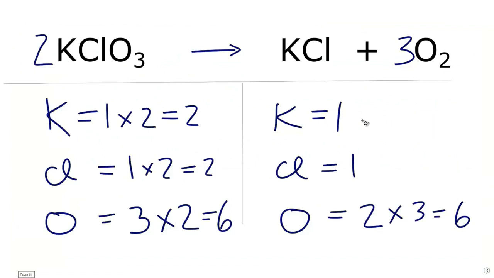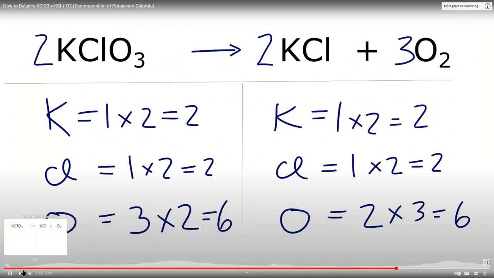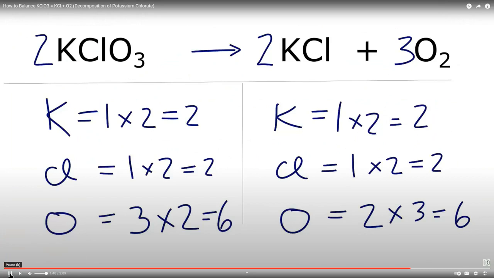Also need to deal with the chlorines and the potassiums. So I have 2 Ks and 2 Cls. If I multiply each one of these by 2, I should be okay. I'll put a 2 as my coefficient in front of the KCl. So 1 times 2 equals 2, and then 1 times 2 also equals 2. And now everything on each side of the equation is the same. This equation is balanced.